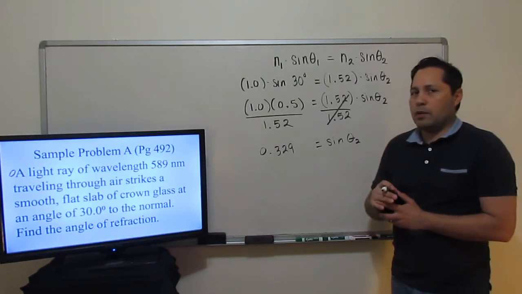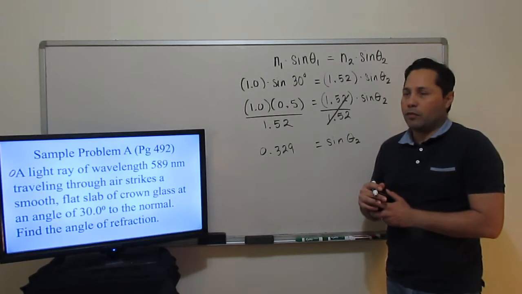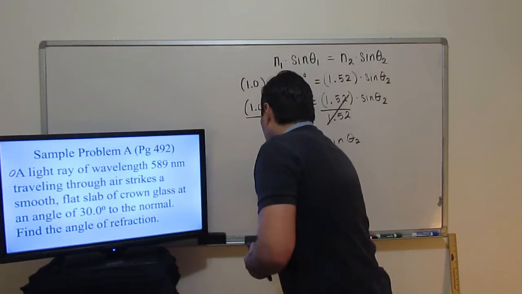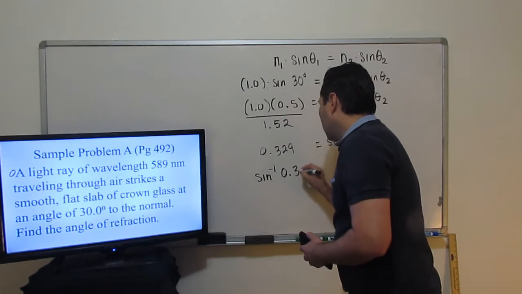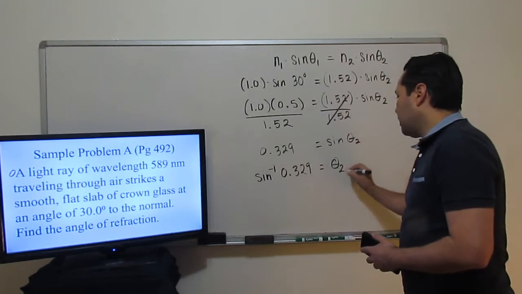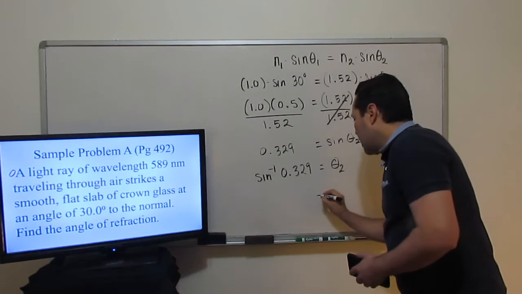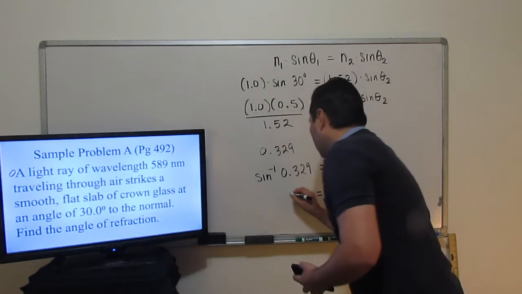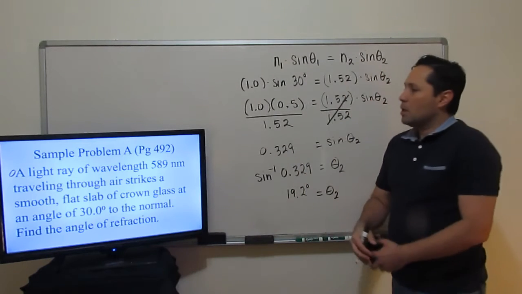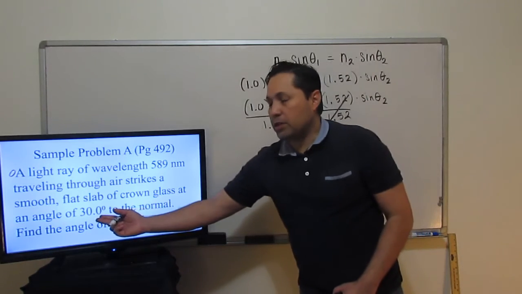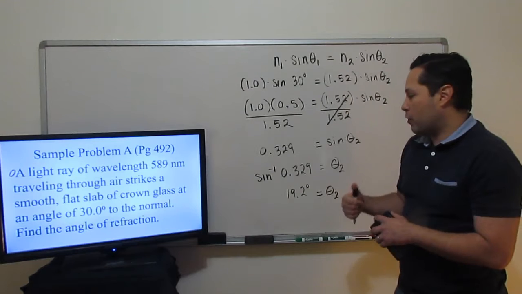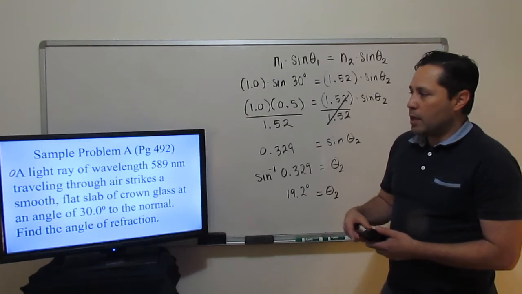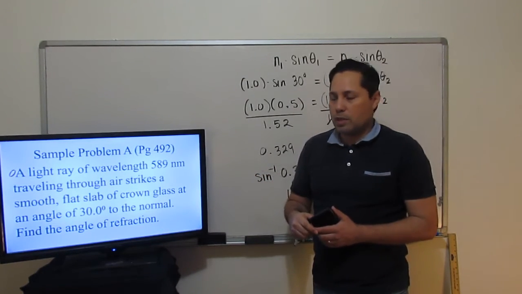Now, all I need is to get rid of the sine so I can have theta 2 all by itself. How do you get rid of a sine? Inverse sine. So I do inverse sine to both sides: inverse sine of 0.329. That's going to give me theta 2. So the answer to this problem is 19.2 degrees. The light came in at an angle of incidence of 30 degrees, and our angle of refraction will be 19.2. It moved closer to the normal. That is sample problem A on page 492 of your textbook.